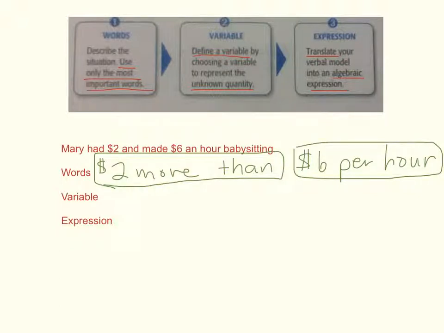Okay, next thing you're going to do is try to find a variable. What in this verbal expression is not named? In this case, what is not named is the number of hours. That's the one thing we don't know. So then all you have to do is say, let's let x equal the number of hours, because that's the one thing we don't know.